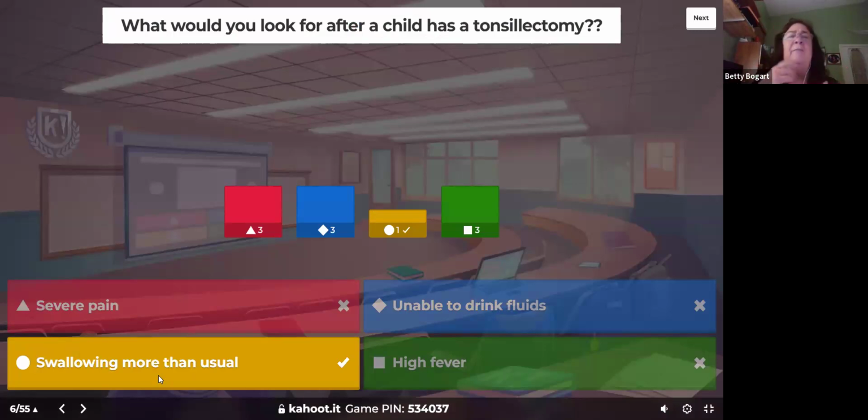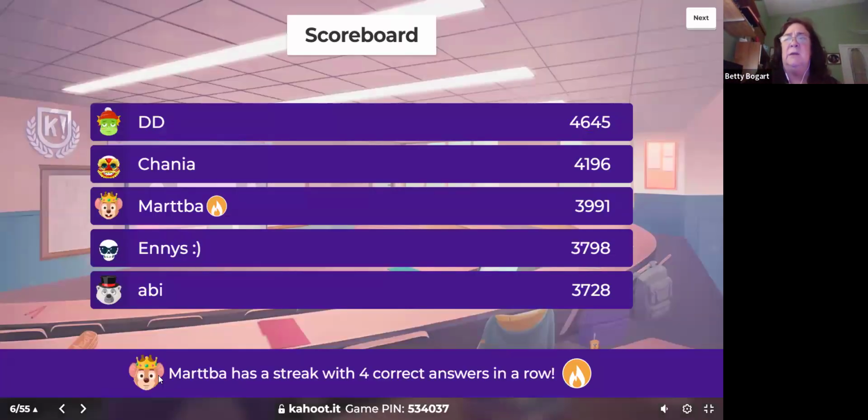Now, you're not going to open their mouth and stick a tongue depressor and look back there. I mean, sometimes if they open their mouth slightly, you're going to see blood all over their tongue. You know that they're bleeding, okay? Big thing is watching out for bleeding post tonsillectomy.